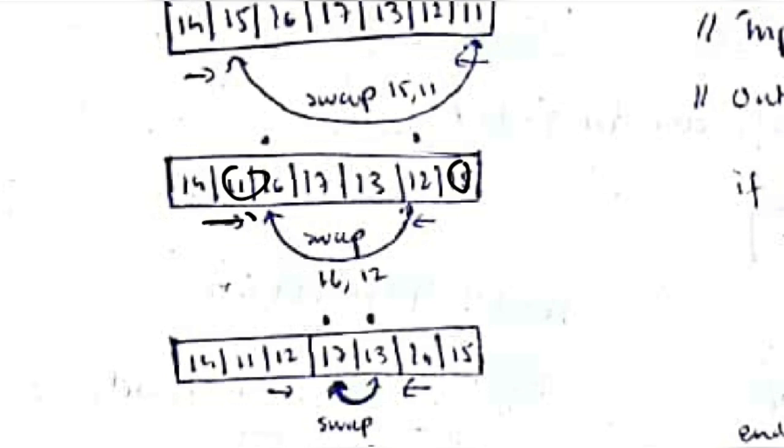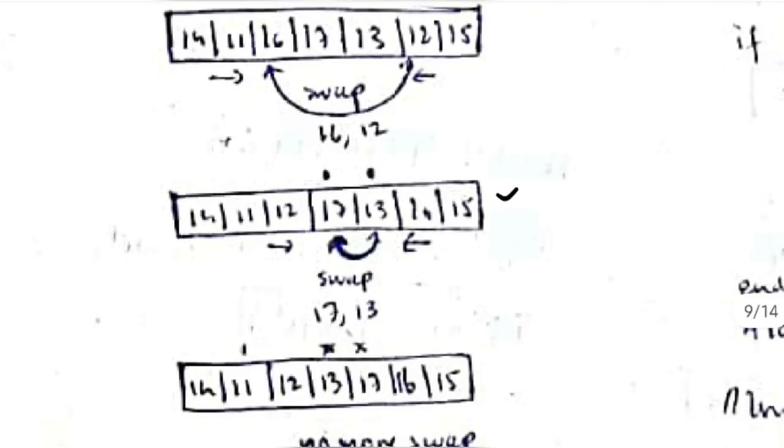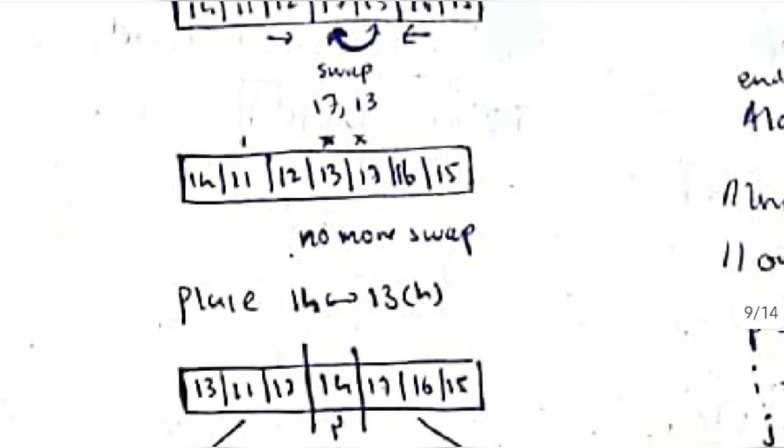Then we'll increase L and decrease H. So now L is at 16 and H is at 12. After that, we'll swap both of these, because 16 is greater than 14 and 12 is less than 14. So when we swap, we'll have this position, and then we'll compare 7 and 13, and we'll swap it, and we'll have 13 here. See, we decreased H here, so now H is at 13, and we are increasing L here. Now L is at 17.